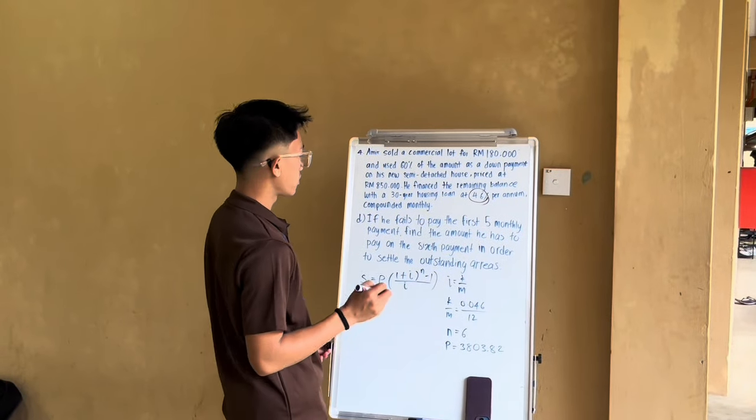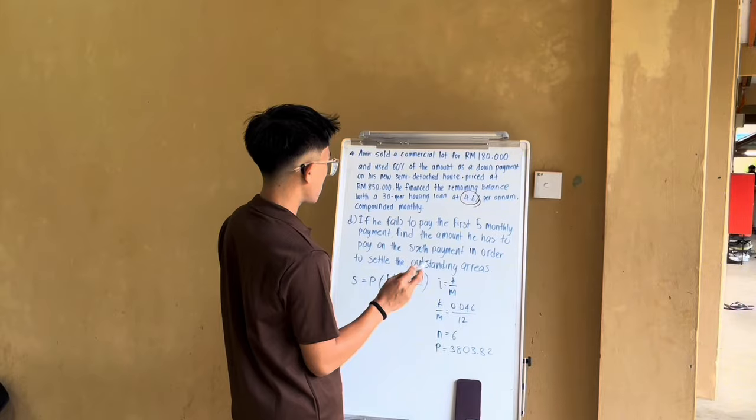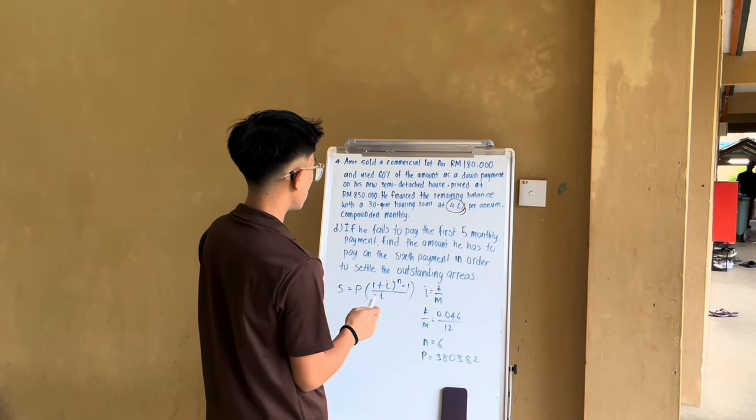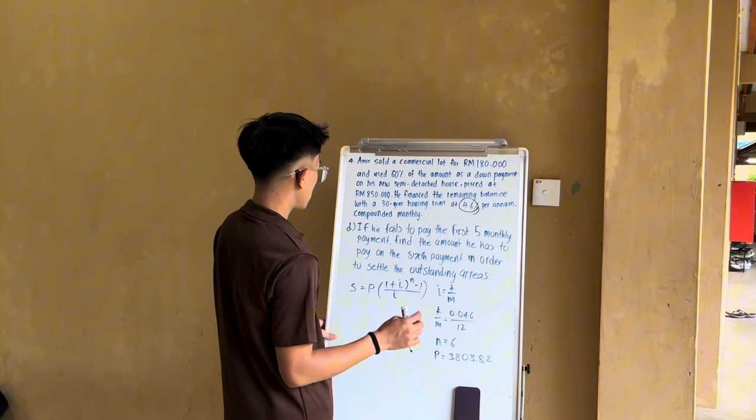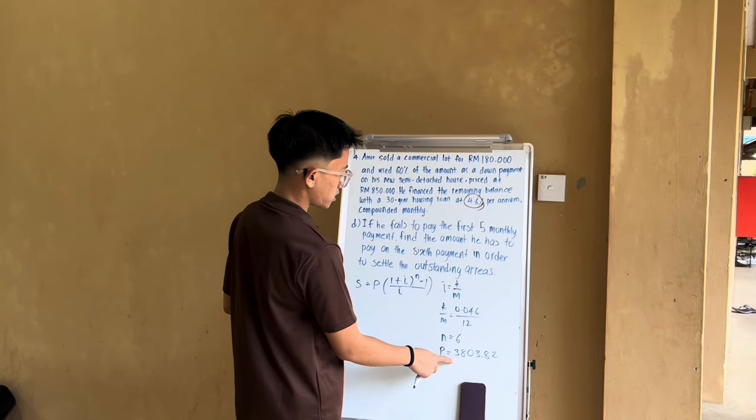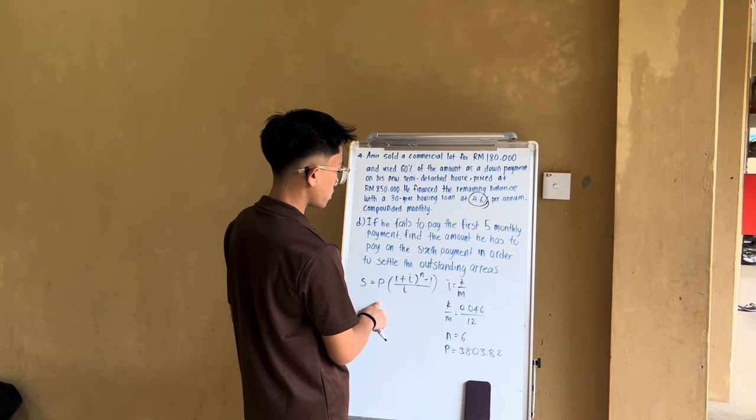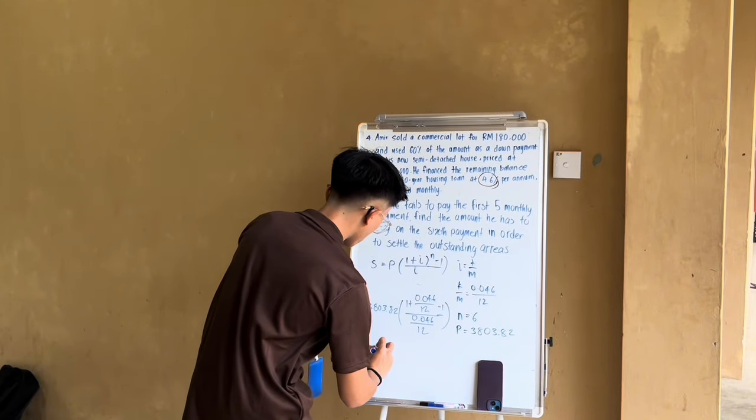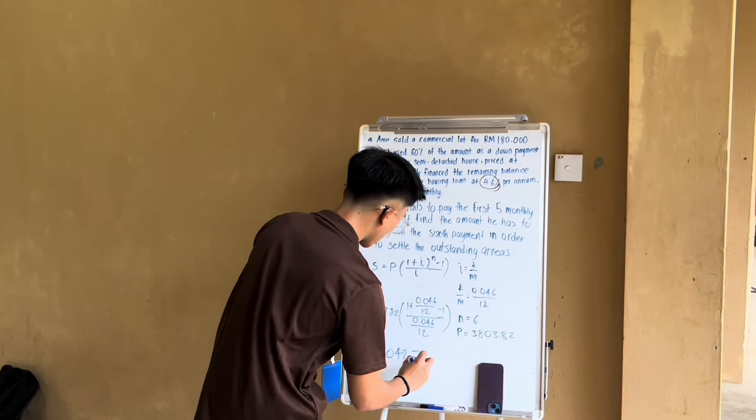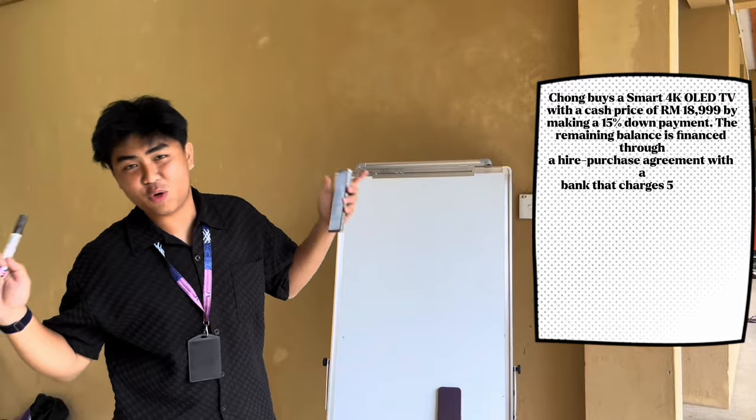Okay, now for question number 4D. If he fails to pay the first 5 monthly payments, find the amount he has to pay on the 6th payment in order to settle the outstanding arrears. In order to find the amount he has to pay, we need to refer to the answer on 4A, which is 3,803.82 cents, and put it in the formula. And with this, we can find the payment he needs to pay on the 6th payment, which is 2,304.76 cents. Alright, for the last question, number 5.